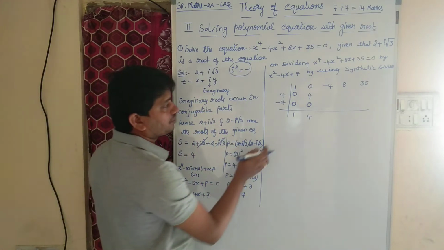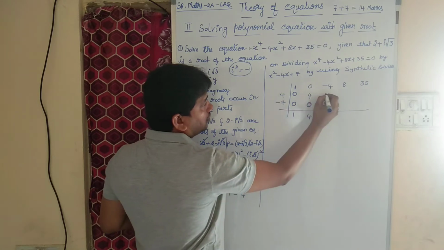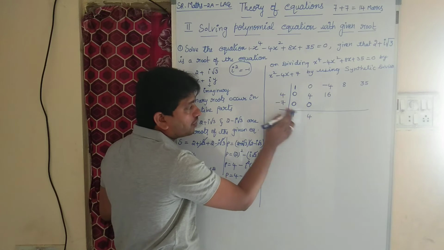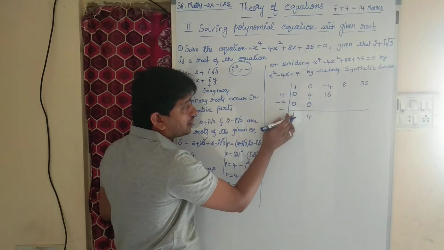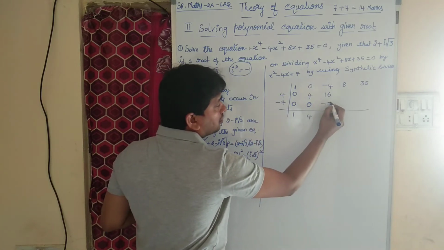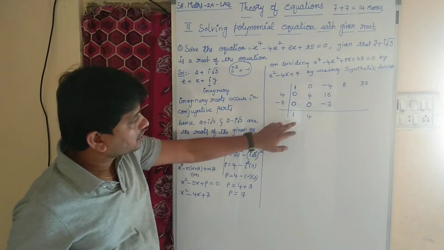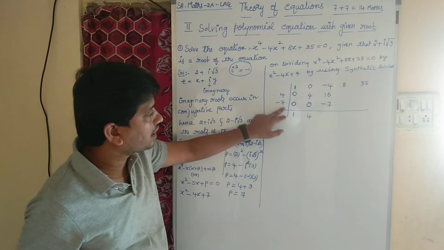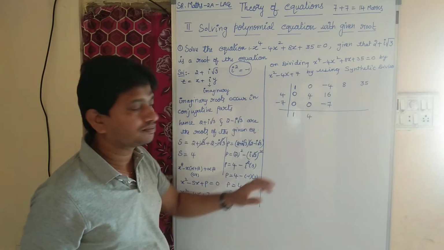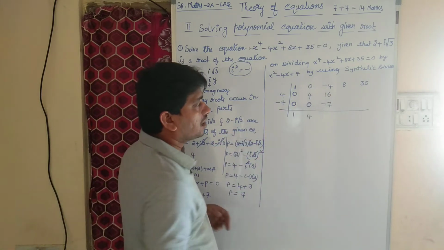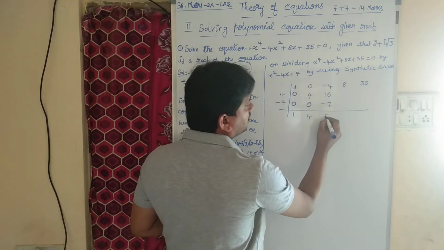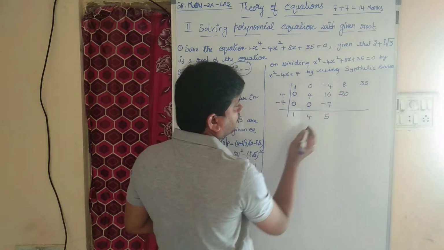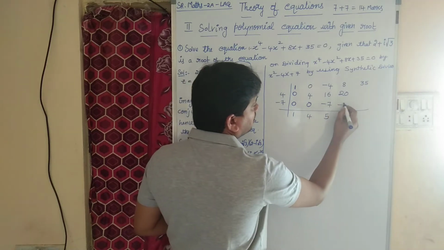Yes. Now, 4 into 4, 16. Then, we should not multiply 4 into minus 7. We should multiply 1 into minus 7. Children, are you understanding? First, we have to multiply 4 into 4, 16. Then, we need to multiply 1 into minus 7, minus 7. Minus 4, minus 7, minus 11. 16 minus 11, 5. 5 into 4, 20. 4 into minus 7, minus 28.